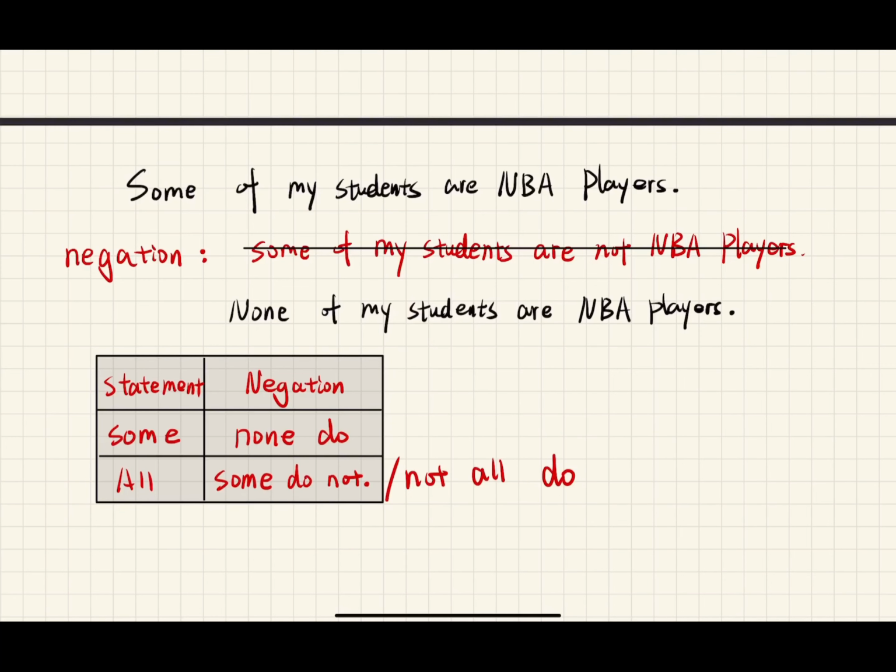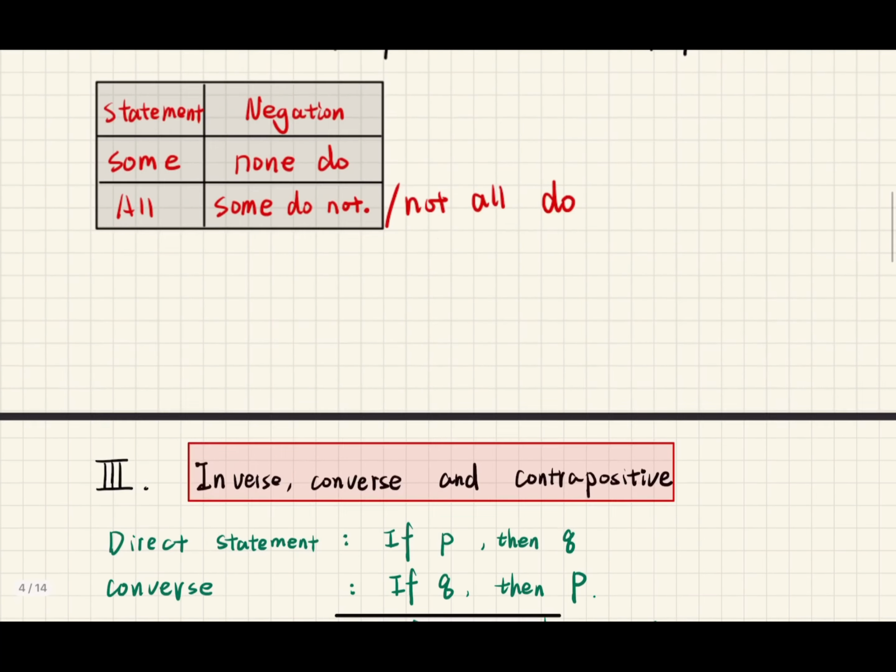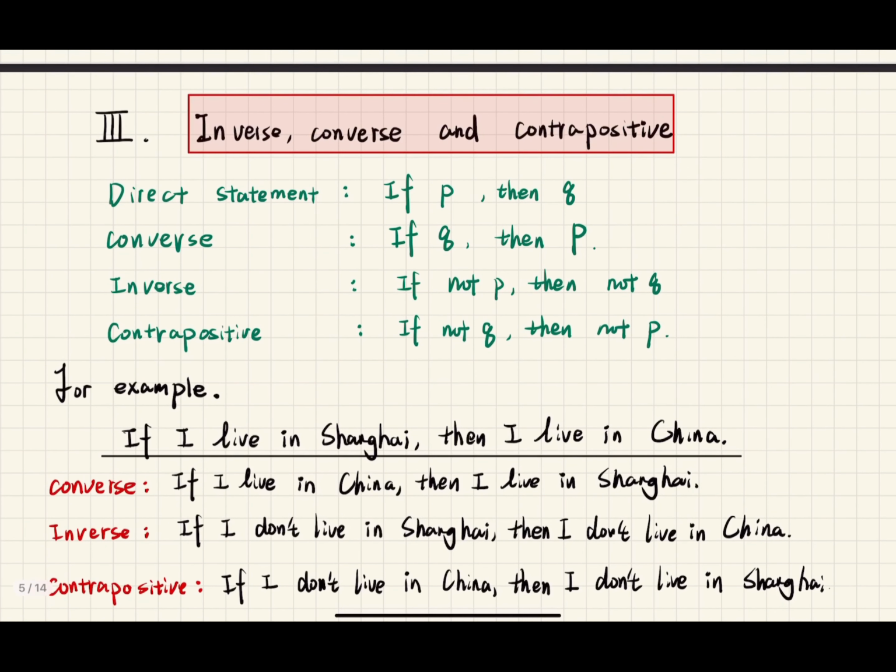The next part we're going to talk about is the most important thing in this topic, right? It's about the contrapositive. The sentence structure "if P then Q" we call the direct statement. It's just a notation, just a name, it doesn't matter. The converse is "if Q then P."